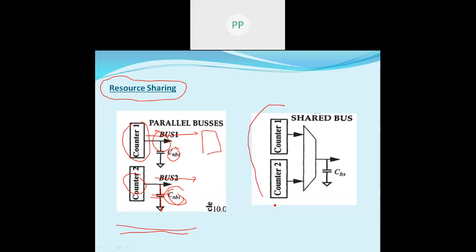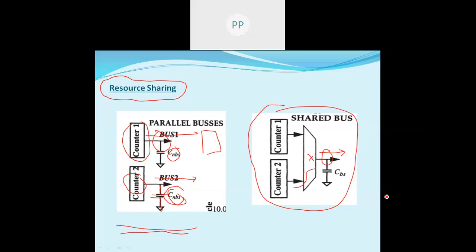There could be another approach here where the two counter outputs can be time multiplexed with the help of a multiplexer. So this multiplexer can help a designer to use only a single system bus for transmitting the data. So if this data is being transmitted, at that time the output of this will be blocked, and when this output is channelized, then this signal will be blocked. So only one of them will be allowed to be loaded to the system bus. So the same system bus is being utilized by both counters here.